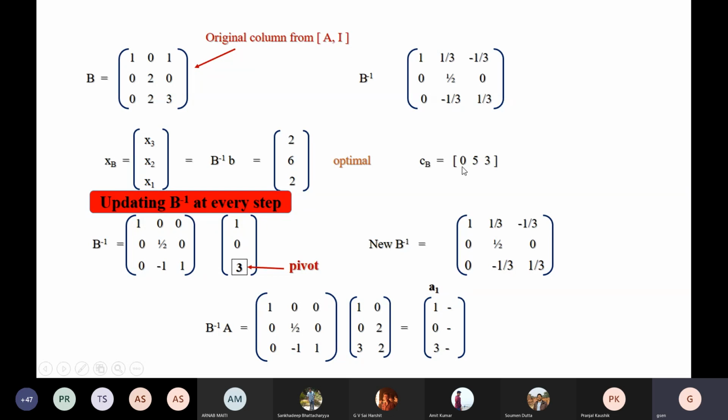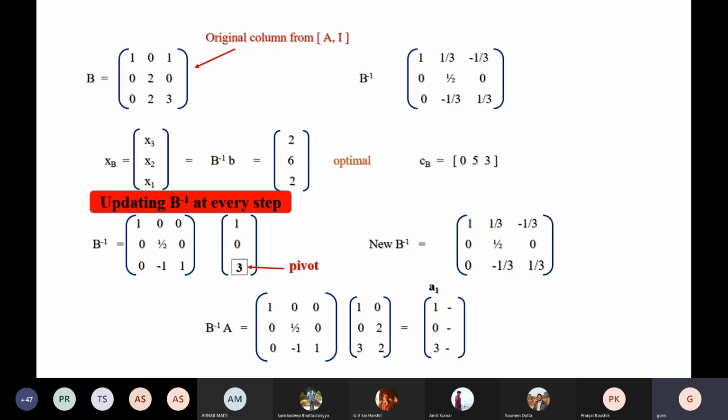So this is a shortcut method of obtaining a new B inverse from the old B inverse. So in this way, you are not dealing with B. I mean, B doesn't need to be generated every time, okay? And you don't have to compute B inverse from scratch. So you can compute the new B inverse from the old B inverse by using this pivoting operation.